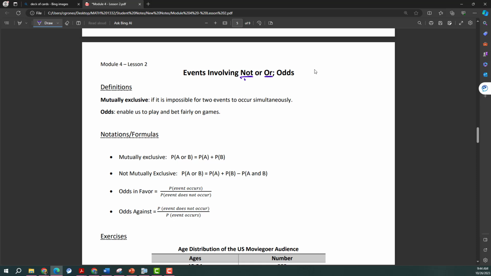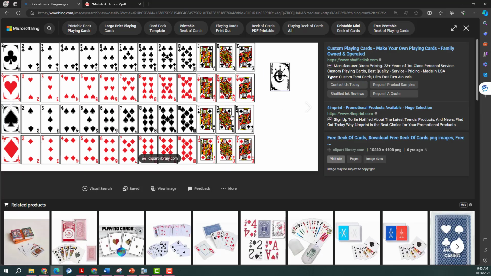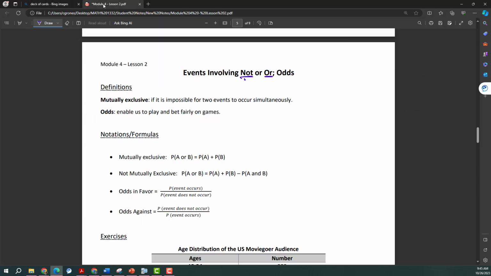We cannot draw a red card and a black card at the same time. So if you look, we have either red or black, or like the suits, you can't draw a heart, like a 4 of hearts and the spades. You can't draw those at the same time. So those would be mutually exclusive because they cannot occur simultaneously.